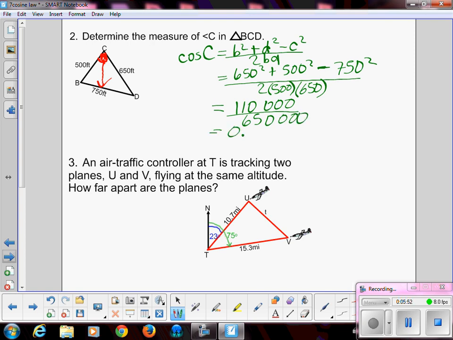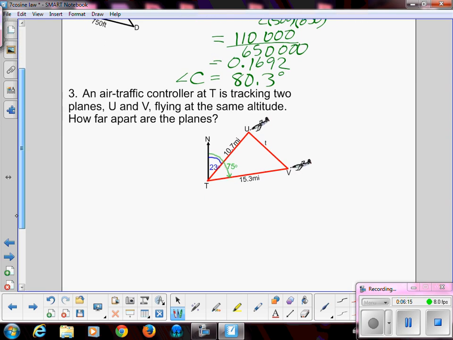We end up with our lovely little decimal, or ratio, and then to find angle C, we find the cos inverse of that number, so we end up with approximately 80.3 degrees. Okay, so do a few extra steps in cosine law. Some people like cosine law, but if you don't follow order of operations, you're not going to be successful.